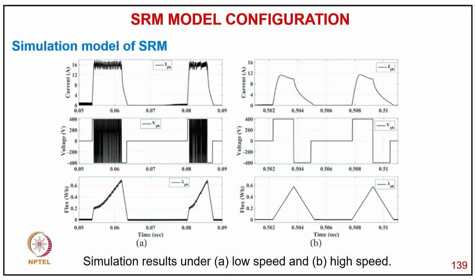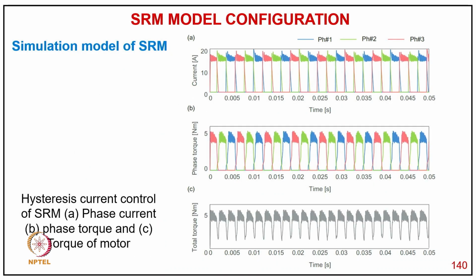And when it goes to high speed, then of course we don't go to chopping mode. It's only the single pulse mode. For rising current we have a positive voltage, then negative voltage for quenching the current, and then the flux linkage comes in a typically triangular way because of the positive and negative voltage applied during rising current and falling current.